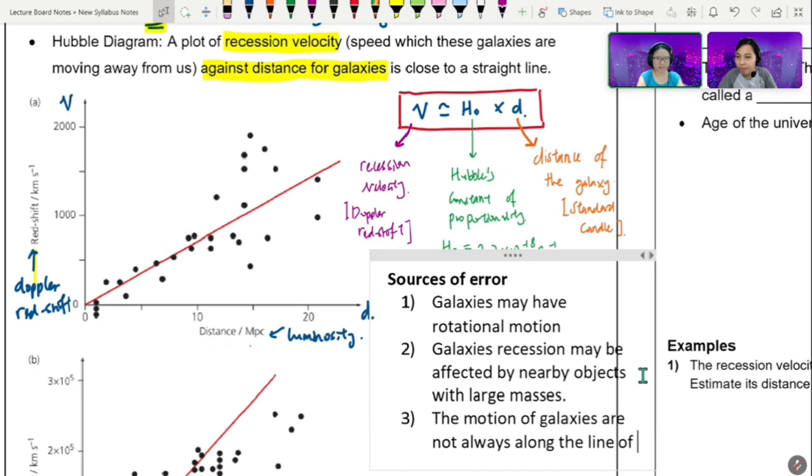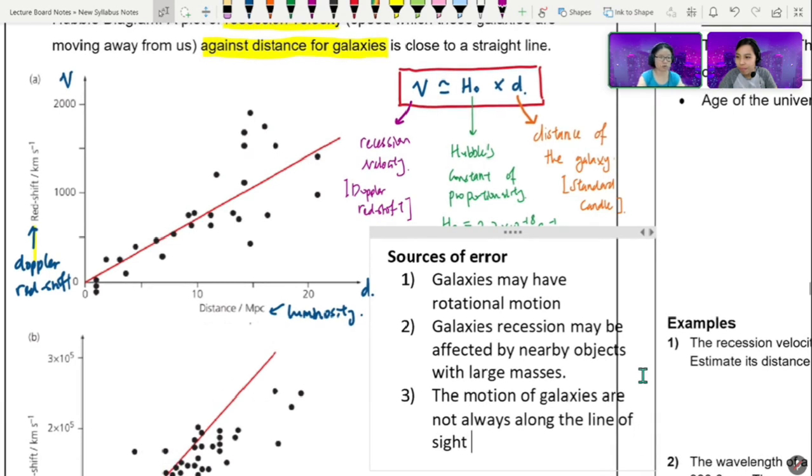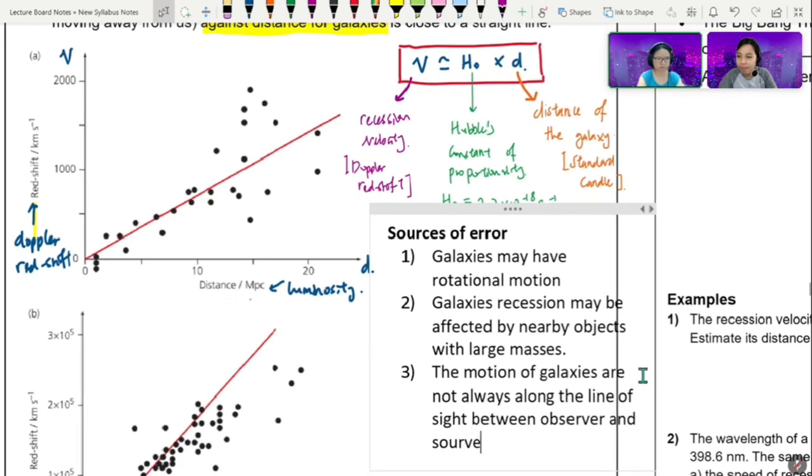So this is just in case you are asked to comment a little bit about the sources of uncertainty and errors. An observer and the source. Source here would be our good old stars.